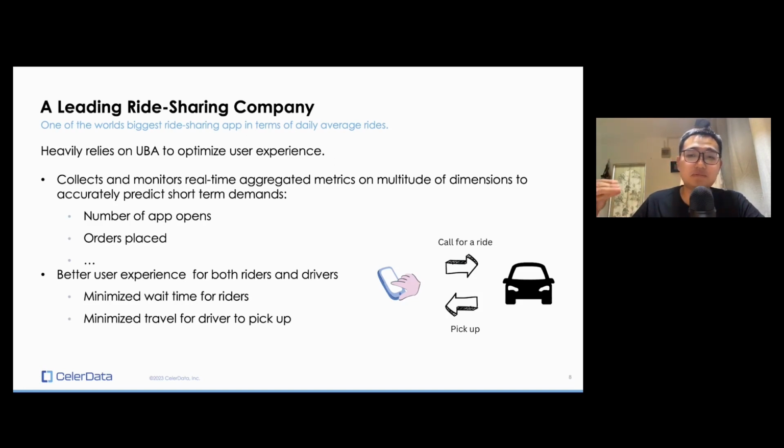Thus they can provide a better user experience for both the riders and the drivers, right? For the riders, that is minimizing the wait time, and for the drivers, minimizing the travel time to pick up the rider, so the whole system runs more efficiently. And this whole system is all based on user behavioral data. They actually use StarRocks to fetch that data, and SQL rule base plus some machine learning algorithms to create a really good user experience for both their riders and drivers.